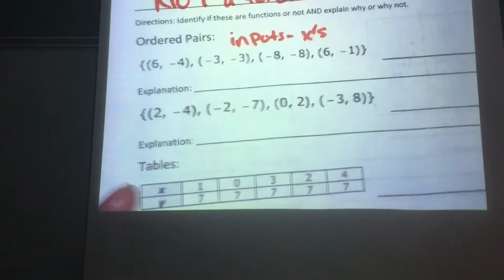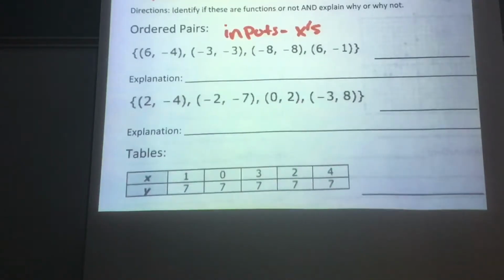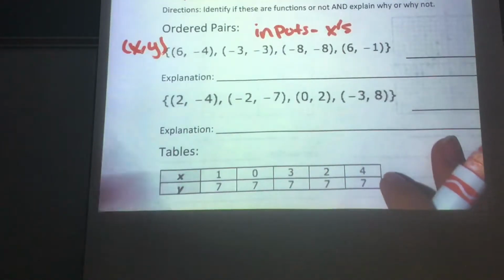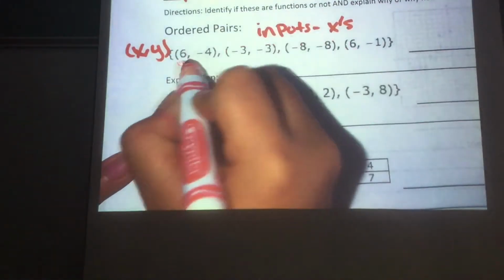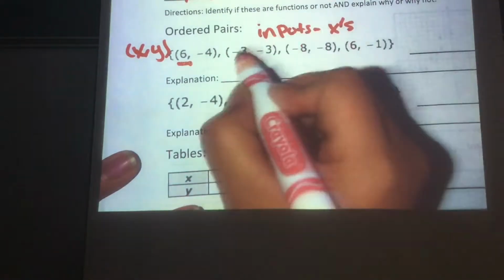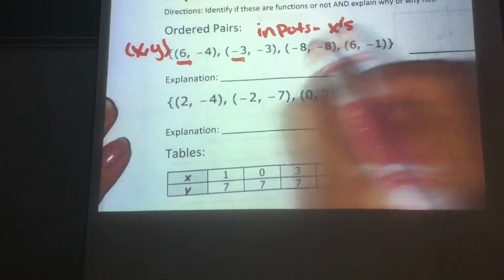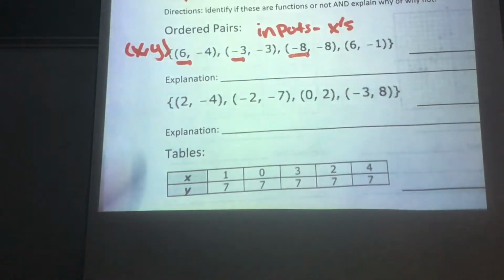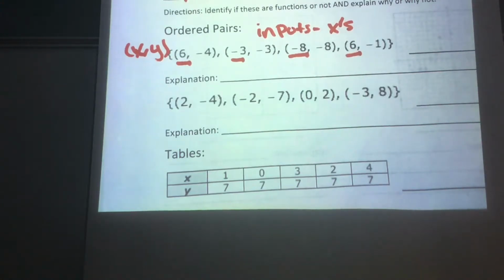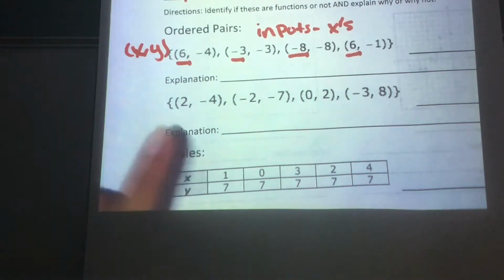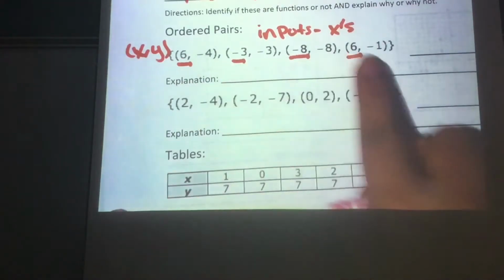So I'm going to go ahead and identify, okay, well, which ones are my x's? So it's always x comma y. So since it's always x comma y, I know I'm looking at my first number. So 6 is my x for my first ordered pair, -3 is my x for my second one, -8 is my x for my third, and 6 is my x for my fourth one. So I want to see, does each one of these inputs only give me one output? So basically, does each x only come out once? So if I look here, I have 6, -3, -8, and 6.